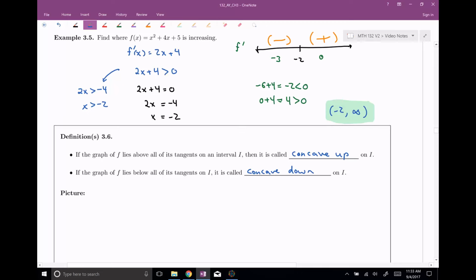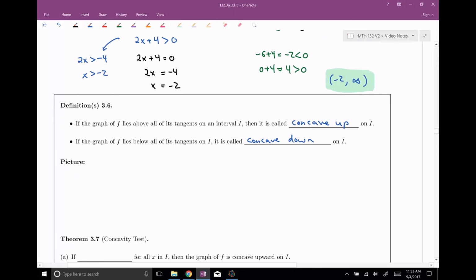So I kind of want to show you what these things look like. First of all, let's go ahead and sketch maybe this one right here. If you draw a bunch of tangent lines, here's a tangent line, here's a tangent line, here's one, notice that everywhere on this interval, this function seems to lie above its tangent lines. The blue thing seems to be above all of these green lines. So this right here is called concave up, because the function lies above its tangent lines.